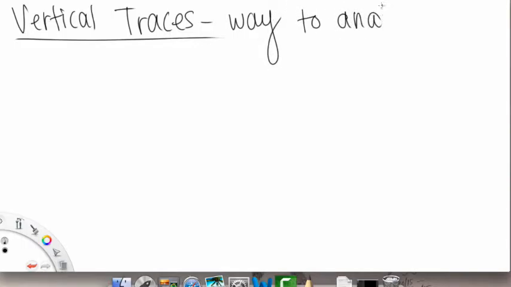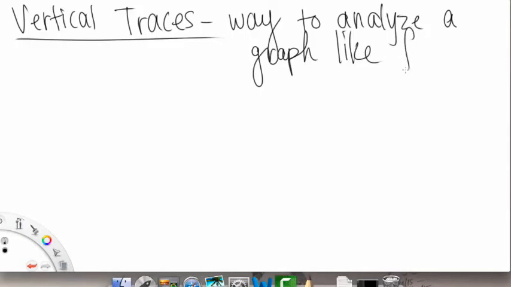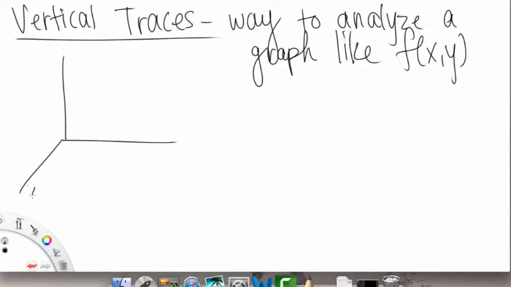So for example, let's say we have, so again, any kind of trace is a way to analyze a graph, such as our f of x, comma y. Okay, so what is a vertical trace? Basically, we'll start with a graph here with a surface. So here's our x, our y, and our z. So let's say our surface looks something like this or something like that. Okay, something a little bit crazy. Looks like kind of like a flying carpet, sort of.